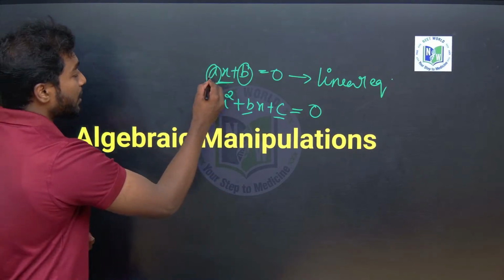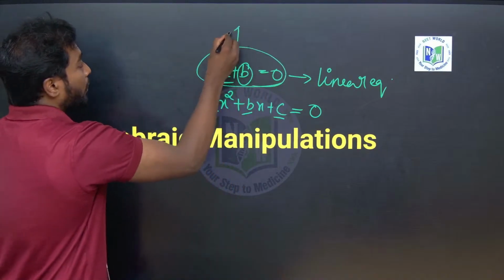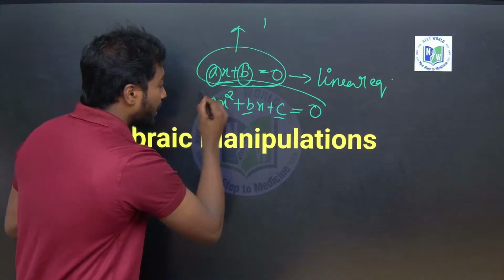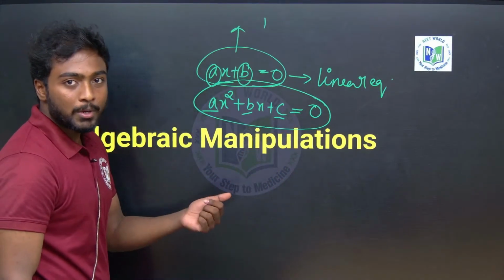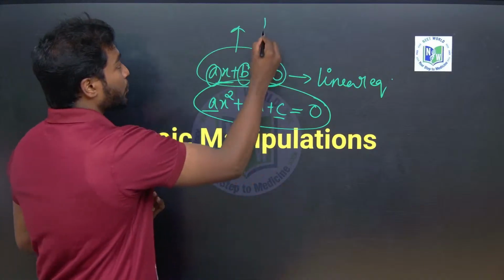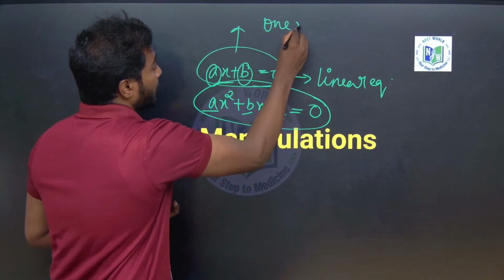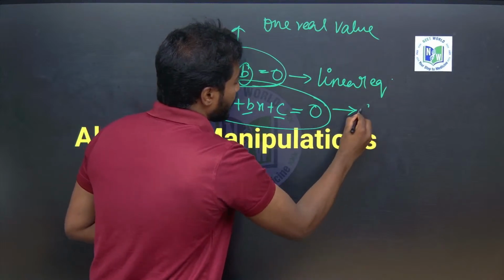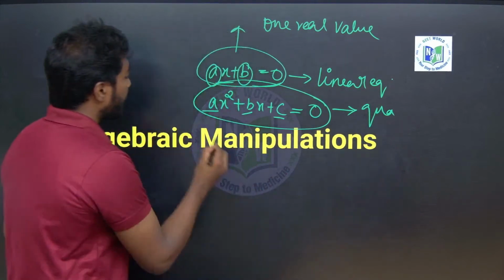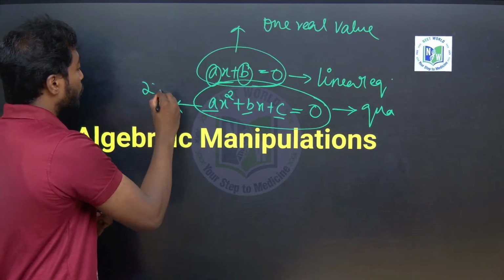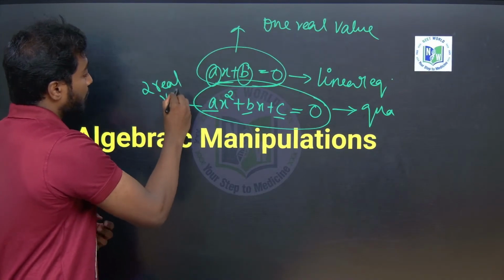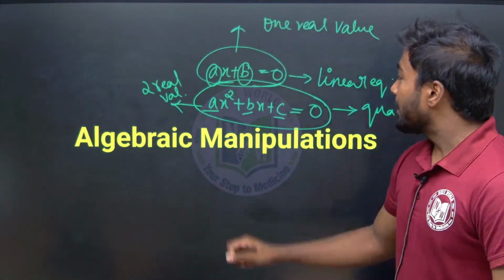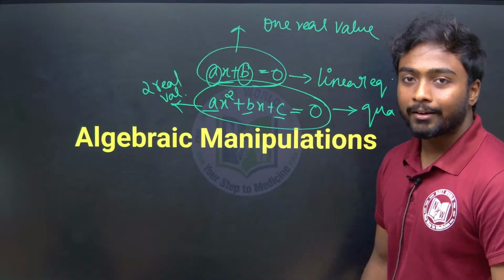In the first equation the value of x will be only 1, one real value. But if I take the second equation, the quadratic equation, I will get 2 real values. If I talk about the cubic polynomial, the power will be 3, and then greater than 4 for higher polynomials.